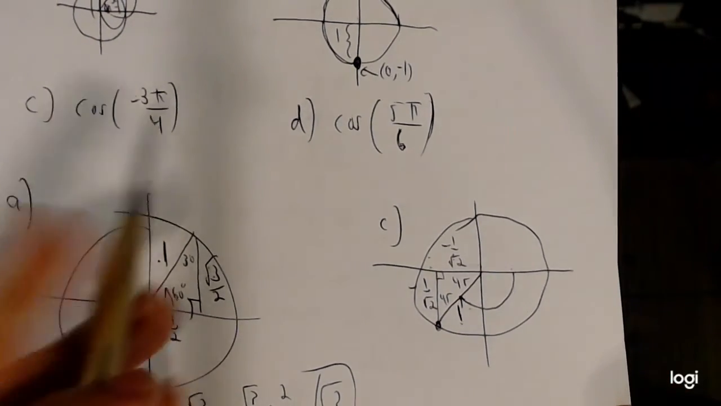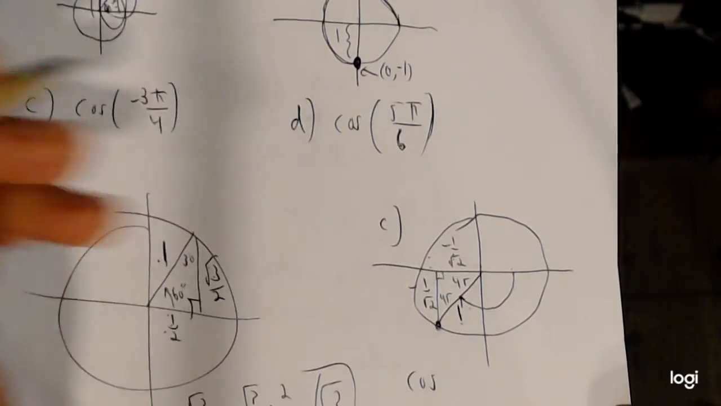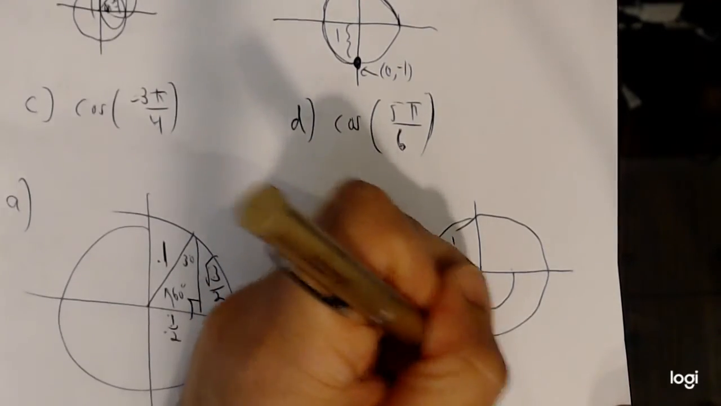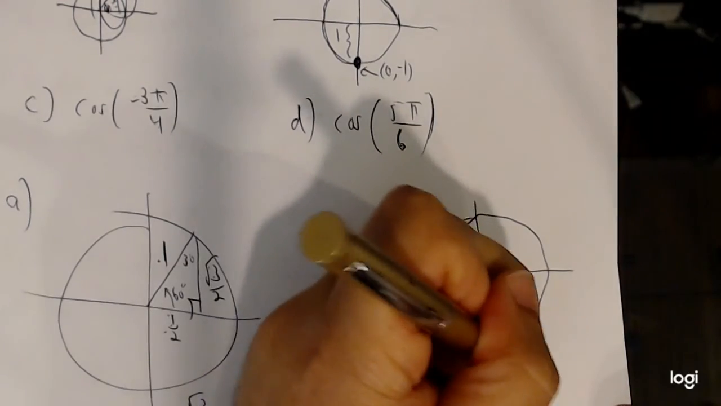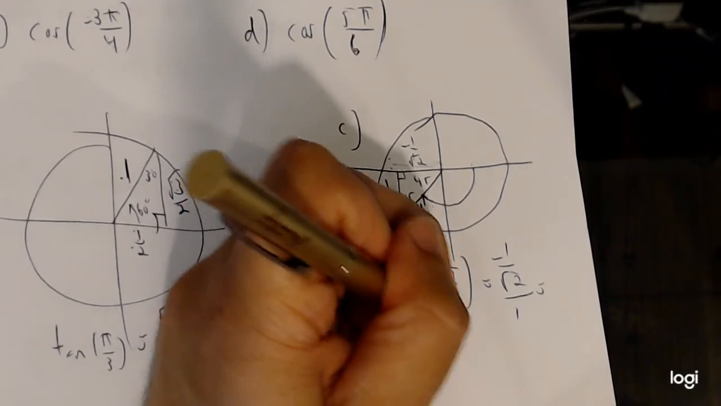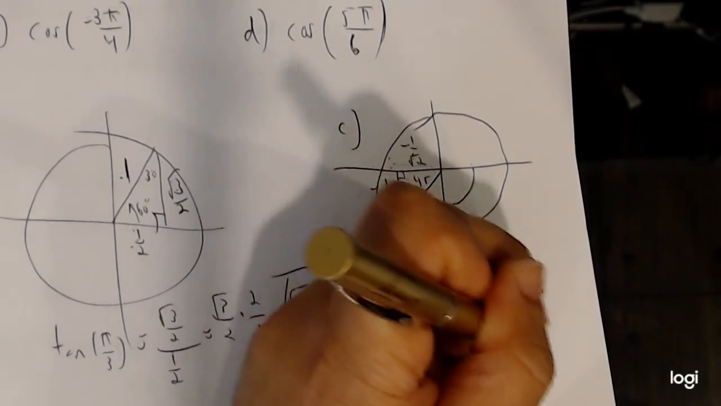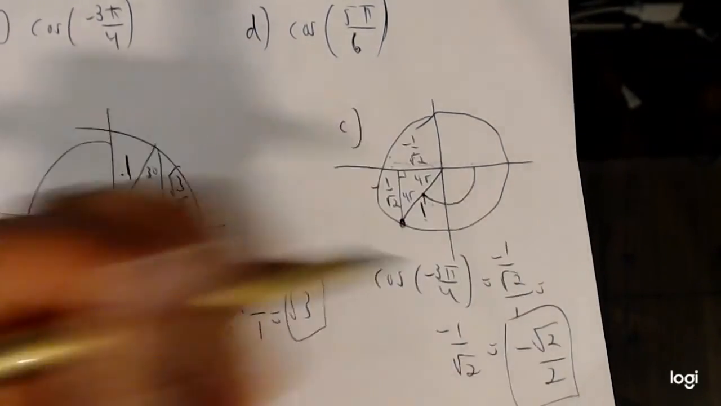Cosine is x over r. So cosine of -3 pi over 4 is x over r. So it's -1 over rad 2 over 1, which is -1 over rad 2, and if I rationalize it, it's negative rad 2 over 2.